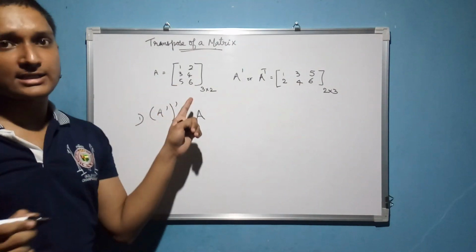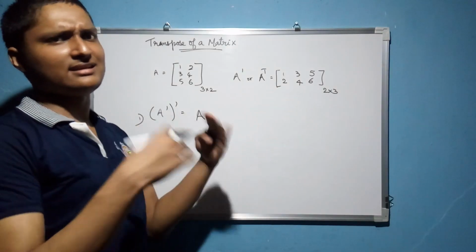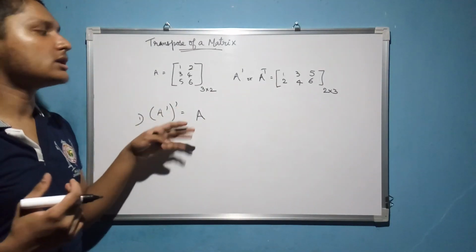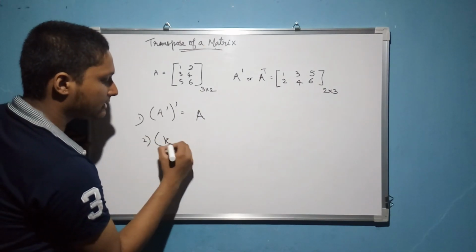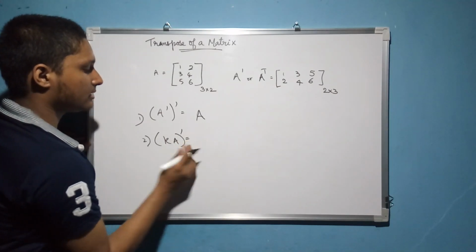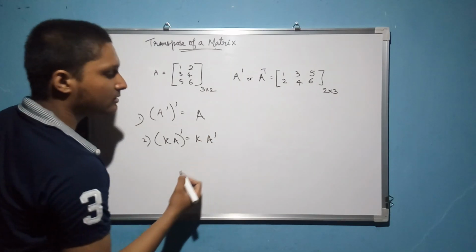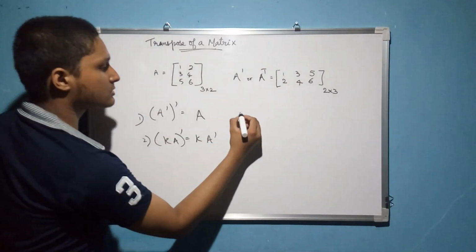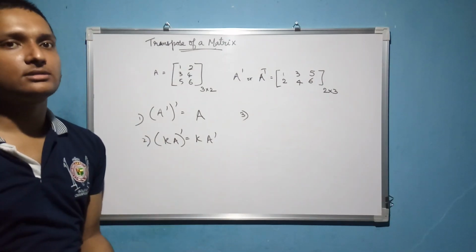These are the properties of transpose of the matrix. So I hope you understood what is the transpose of a matrix, just interchanging the rows and the columns. If I take the transpose of the transpose, you are going to get back the matrix. And the second one is transpose of K into A dash, that is transpose of K A is the same as K into A transpose. You read it as A transpose. So that is just direct.